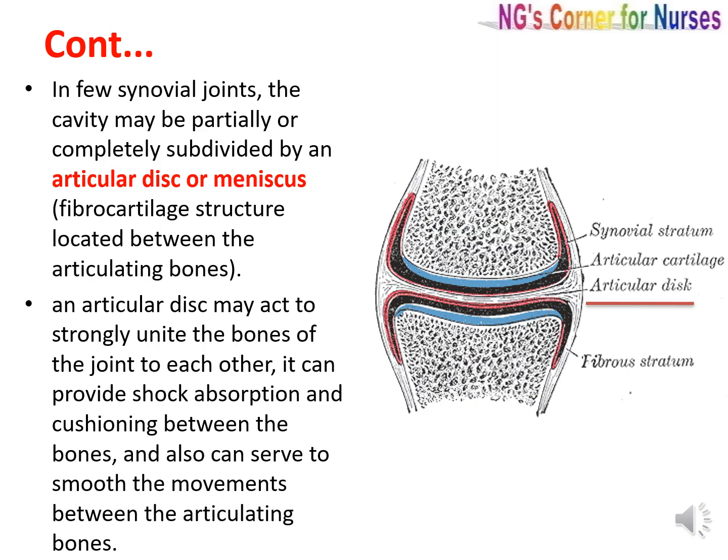Next is articular disc. In few synovial joints, the cavity may be partially or completely subdivided by an articular disc or meniscus. It is a fibrocartilage structure which is located between the articulating bones. An articular disc may act to strongly unite the bones of the joint to each other. It can provide shock absorption and cushioning between the bones, and also can serve to smooth the movements between the articulating bones.